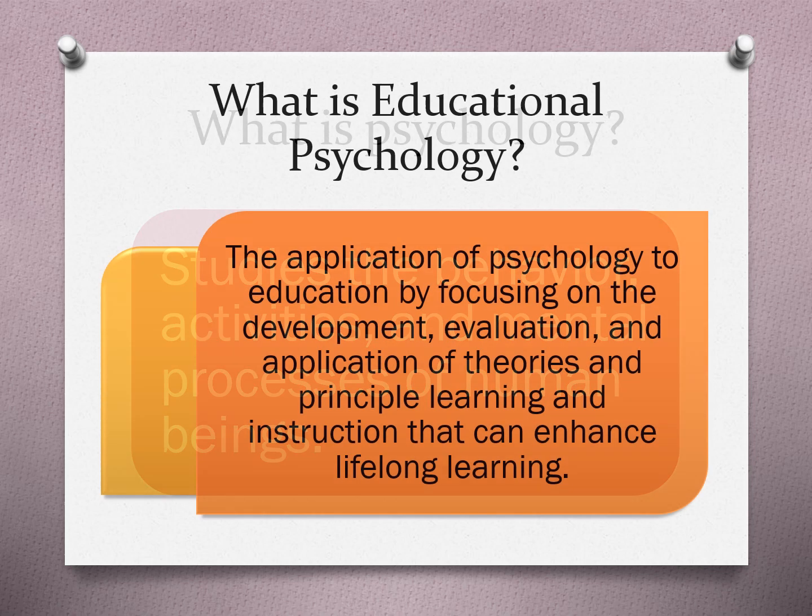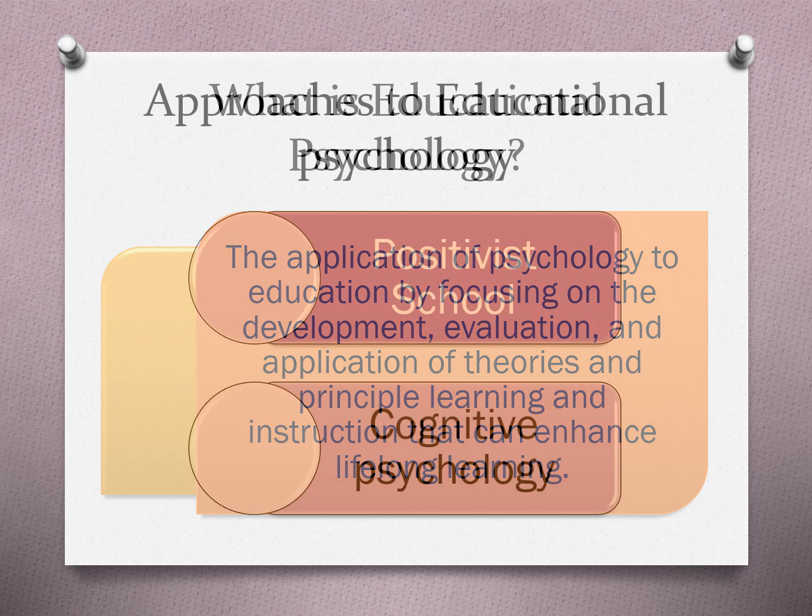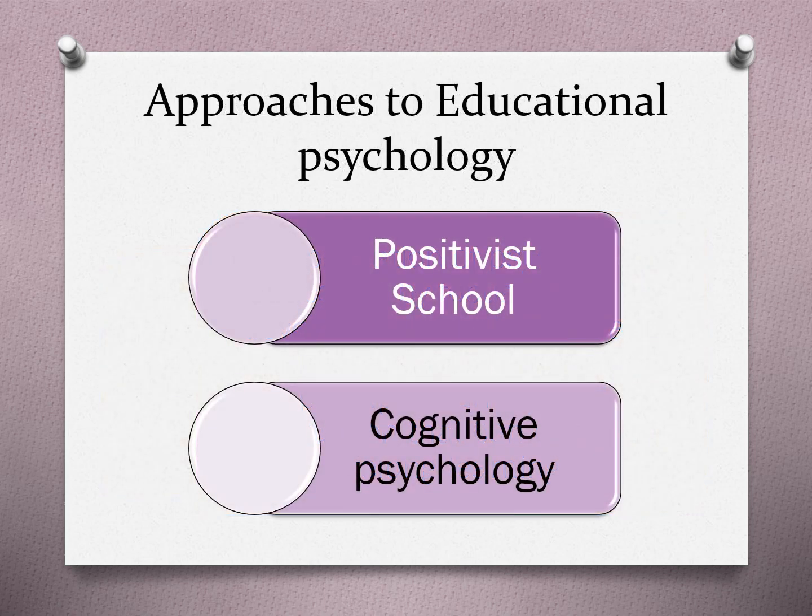What is educational psychology then? It is the application of psychology to education by focusing on the development, evaluation and application of theories and principles of learning and instruction that can enhance lifelong learning. Yes, actually educational psychology is the branch of psychology concerned with the scientific study of human learning, the study of learning processes from both cognitive and behavioral perspectives.